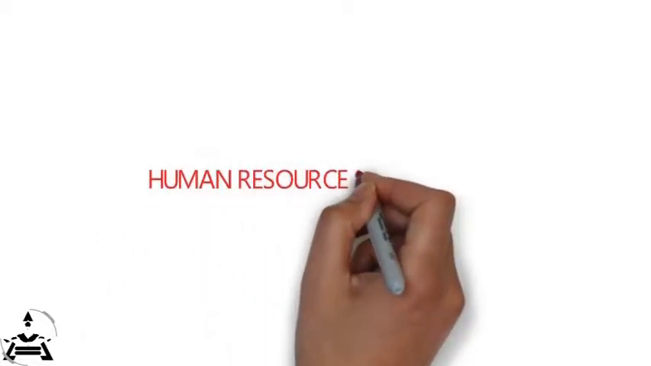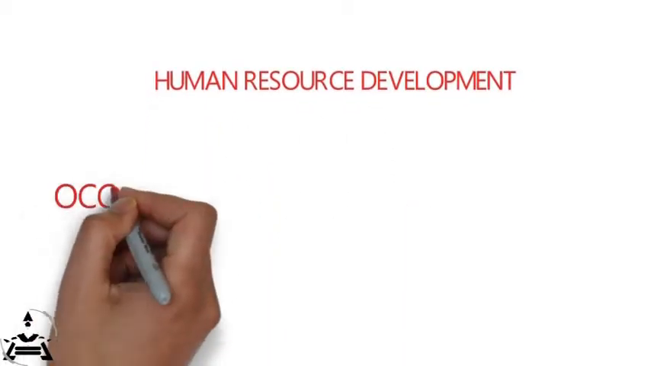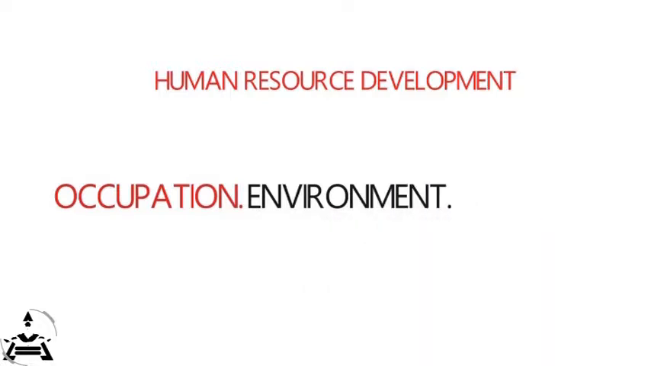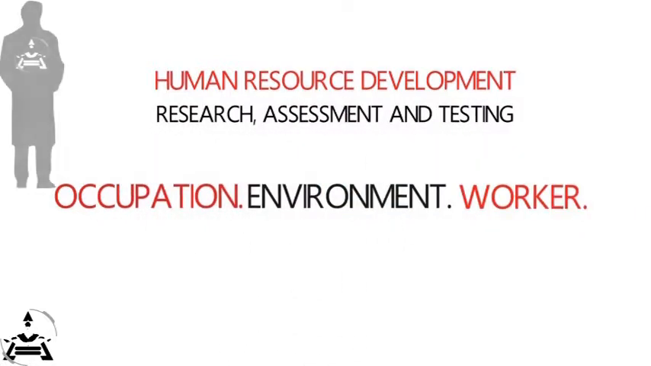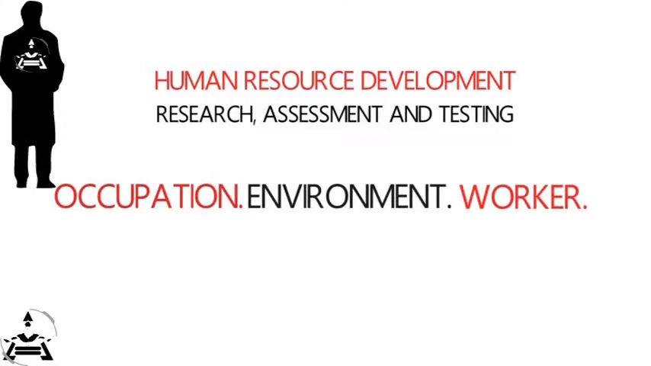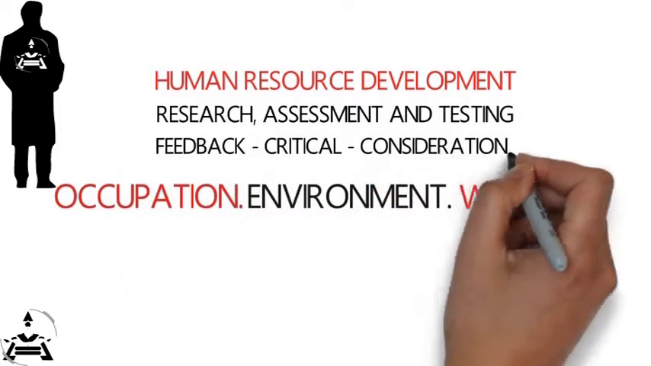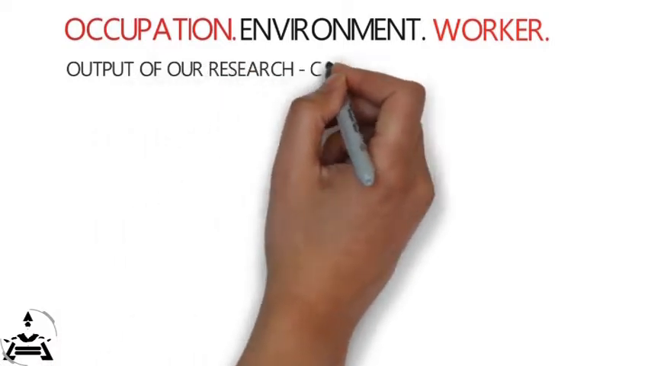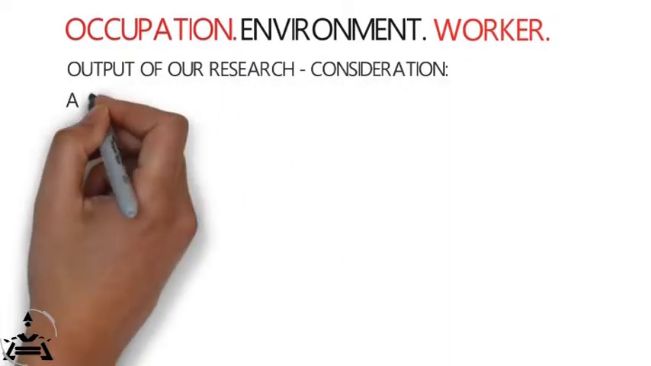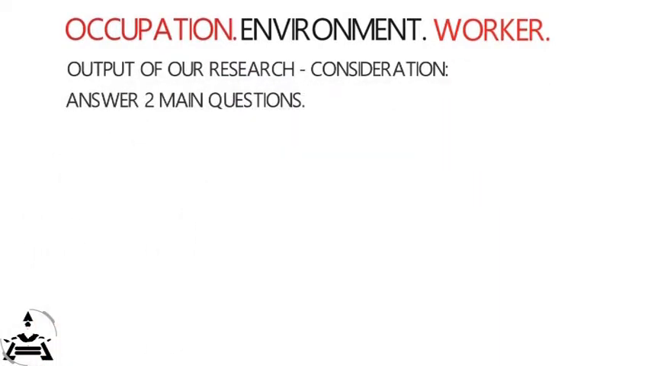Under human resource development, we start by placing the occupation, the environment and the worker themselves into research, assessment and testing. In making the senior bouncer the vital human resource, you must listen to that resource and use the senior bouncer's feedback in the design of the materials to be taught. Over the period of 2 years, the output of our research enabled us to answer the two main questions for educating senior bouncers to become the asset.